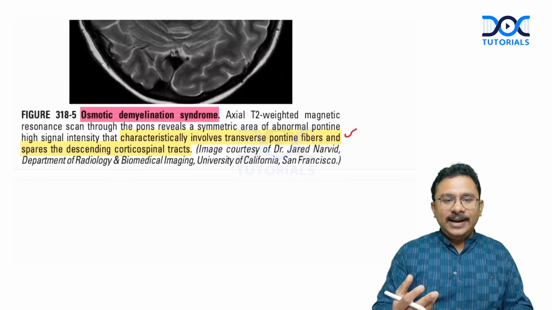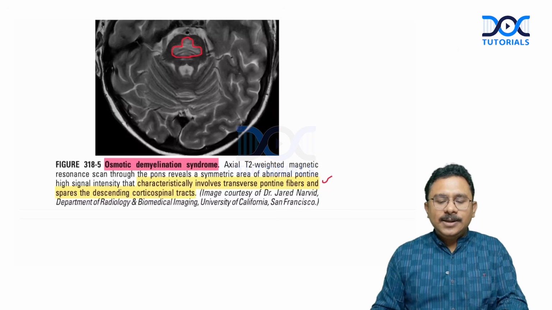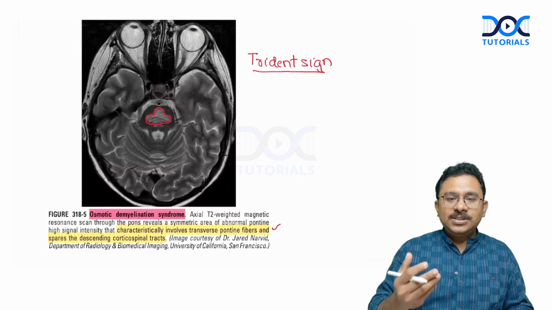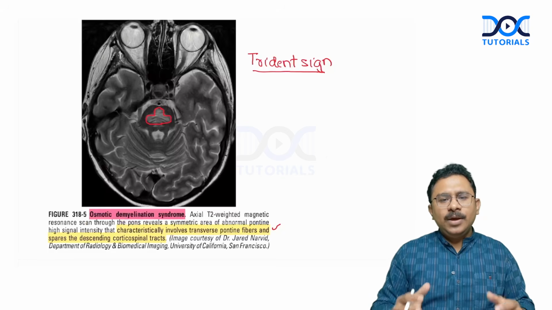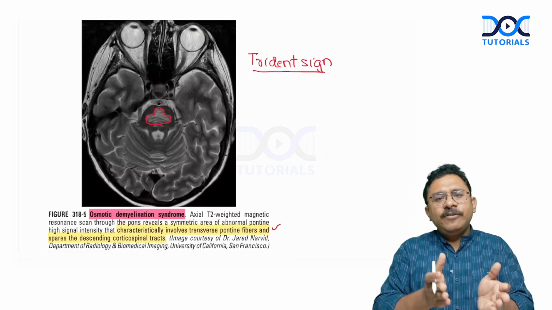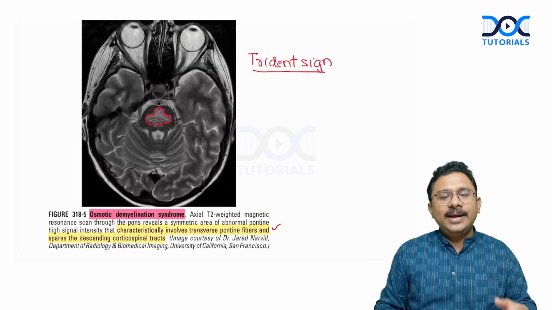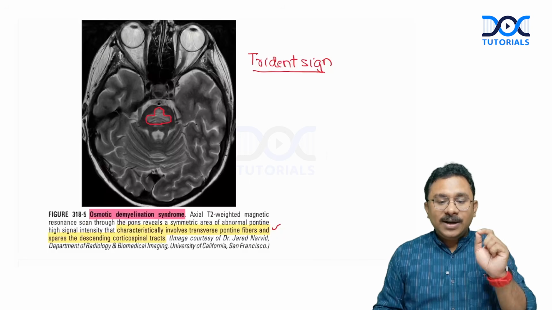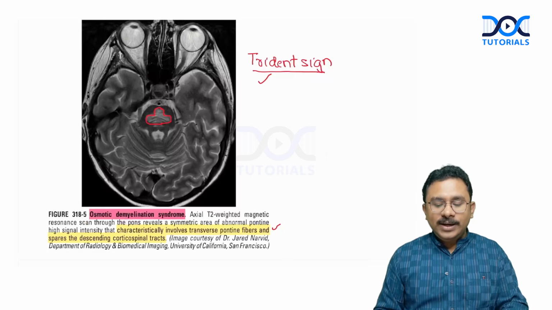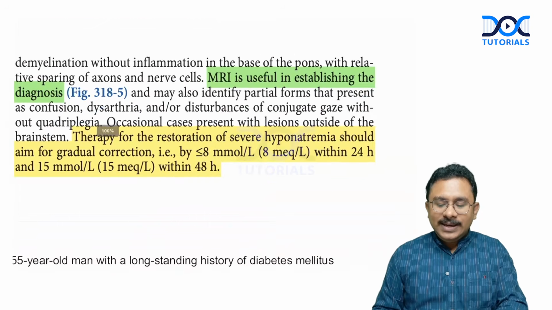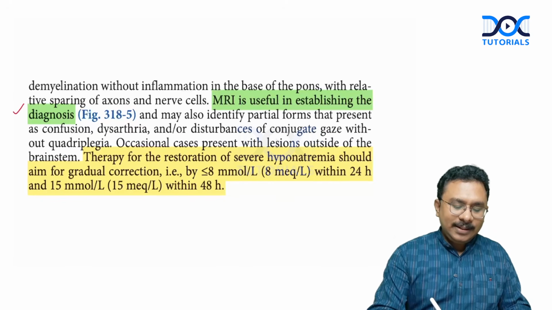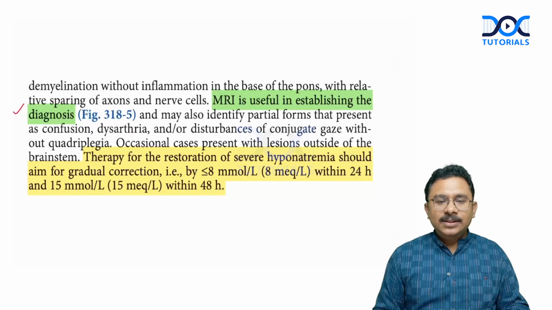descending corticospinal tracts. Okay, that is one characteristic pattern of affection, but that doesn't mean that all cases of osmotic demyelination syndrome will have the trident sign. Okay, you can have an extensive demyelination involving the pons without the trident sign as well, and sometimes it can damage the corticospinal tract as well. But I'm just telling you the name of one of the signs that can occur in the context of an osmotic demyelination syndrome. And you can see again, I am giving you the screenshot from Harrison, and you can see that the MRI is important for establishing the diagnosis.